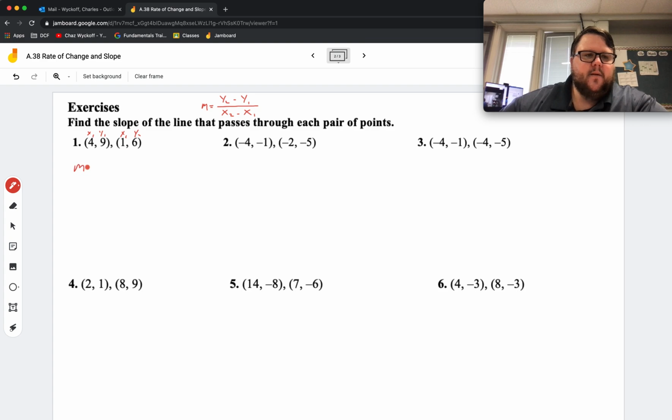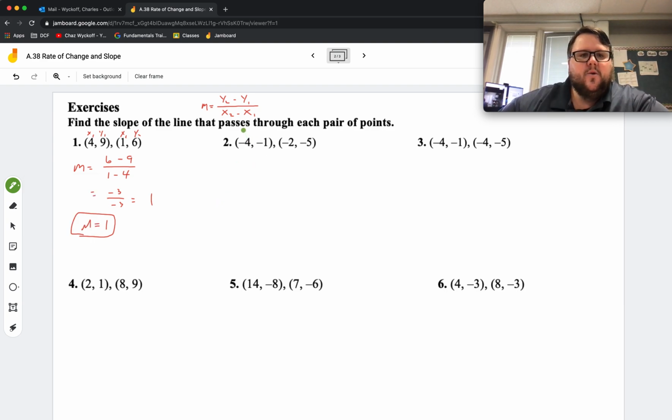So we have m equals y2. y2 is 6 minus y1, which is 9, over x2. x2 is 1 minus x1, and x1 is 4. So this equals 6 minus 9 is negative 3, over 1 minus 4 is negative 3. So equals 1. So our slope, m, equals 1. So that's all you're doing. You're plugging in the values.